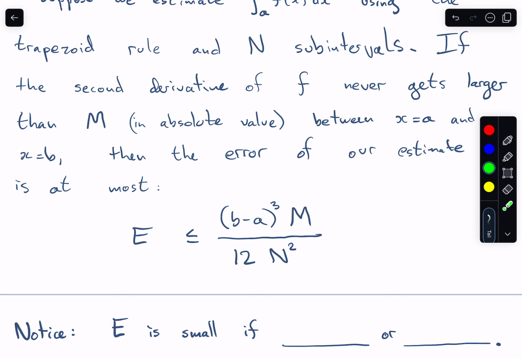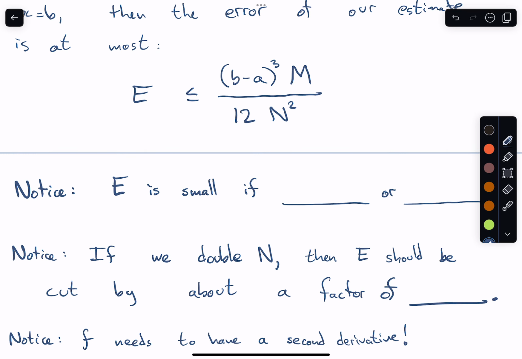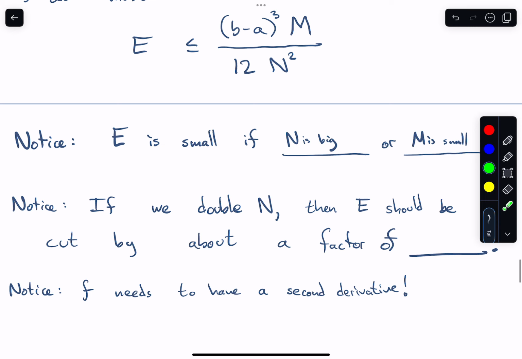So what's going on there? We've got the number of subintervals, the maximum value of the second derivative, the distance from the start to the end of the interval we're integrating, and a 12. So that's a guarantee. One thing to notice is that E is small if n is big or M is small. Both of those things make sense. If you're using lots of trapezoids, you'll get a more accurate answer. If your second derivative is very close to 0, then your function is almost a straight line, so you'll expect an accurate estimate.